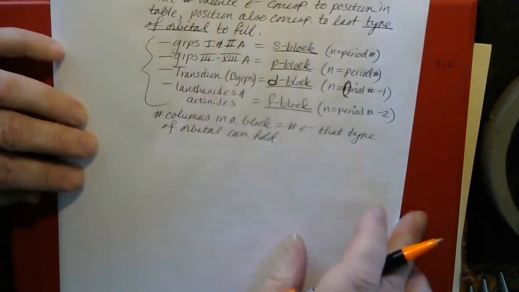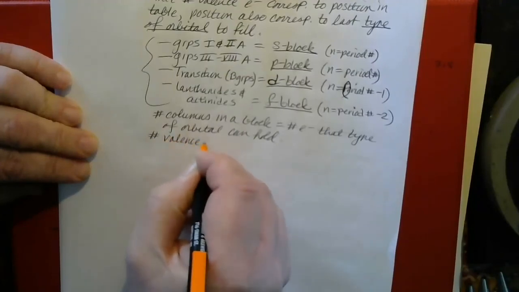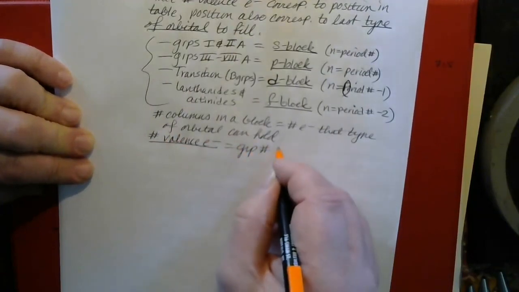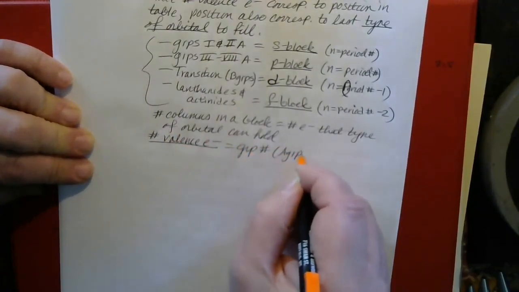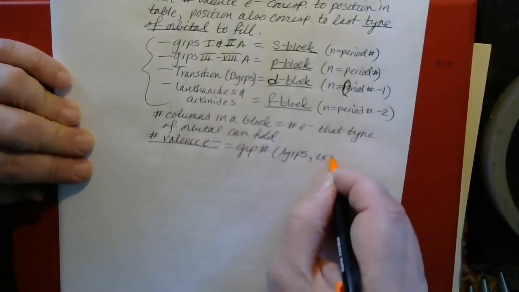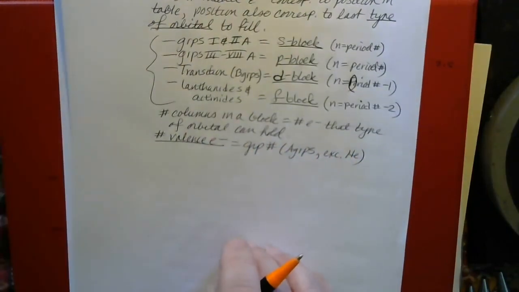Okay, and also the number of valence electrons is equal to the group number. That's for the A groups, with the exception of helium. Helium is put in with the noble gases because it has a completely filled shell of electrons, which gives it properties similar to the other noble gases, even though it does not have the same number of valence electrons.